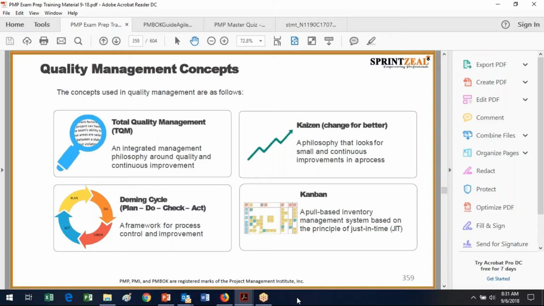There's the Deming, and actually Shewhart was Deming's co-author, on the Plan, Do, Check, Act. So this is kind of a framework for process control and improvement. And it's also kind of the tenet of the spiral life cycle, where you plan some, you do some, you check it out, and then you act on it. So basically, the iterations of the spiral life cycle model could be said to be following the Deming Plan, Do, Check, Act cycle.